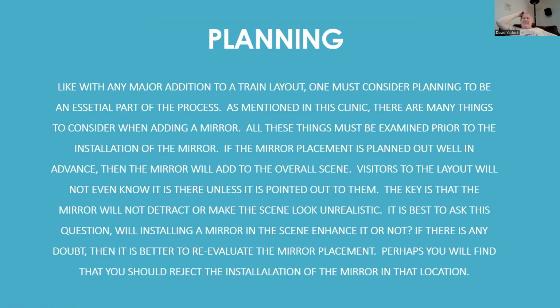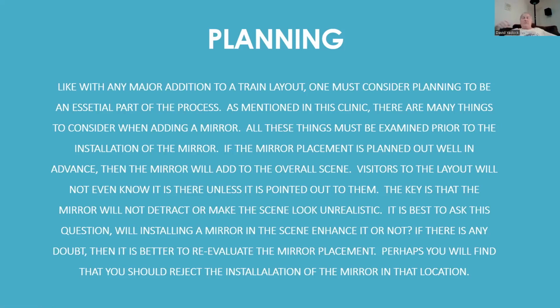Planning, like with anything in a train layout, should be a big part of the process. There are lots of things to consider when adding a mirror. You have to look at it before you put in a permanent mirror installation. So I have some small mirrors, about 4x5 inches or 1 foot by 1 foot square. I test things out as far as angles and positions, and check to see if things are going to work.